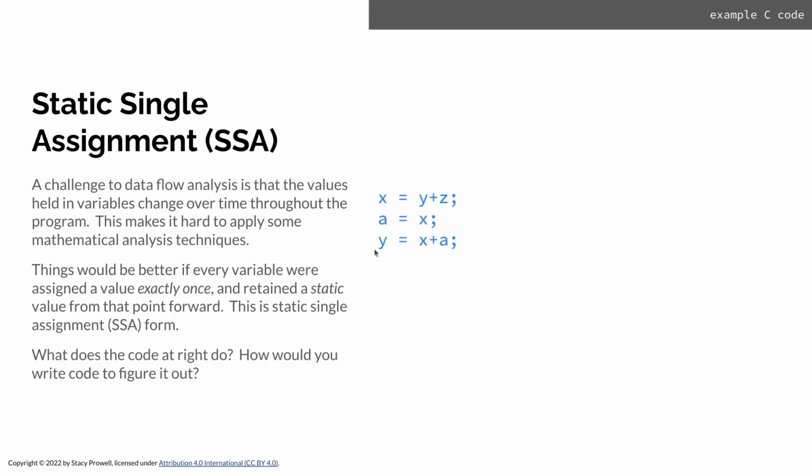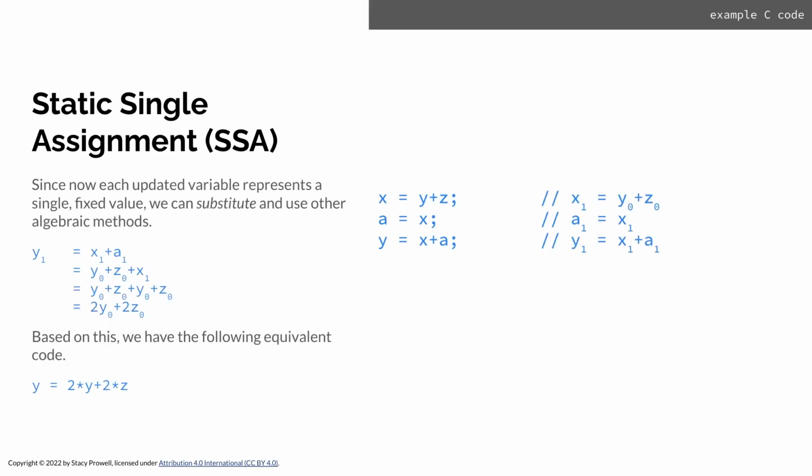So here's some code over here. Three little statements. X gets Y plus Z, A gets X, and then Y gets X plus A. And we could probably figure that out by looking at it, but there is a technique that will help us, and that's to convert it to static single assignment form. The way we do that is we start out and we say the initial value of X, Y, and Z is x sub 0, y sub 0, z sub 0. So if that's the initial value, and this is the first line of code that runs, this is y0 plus z0.